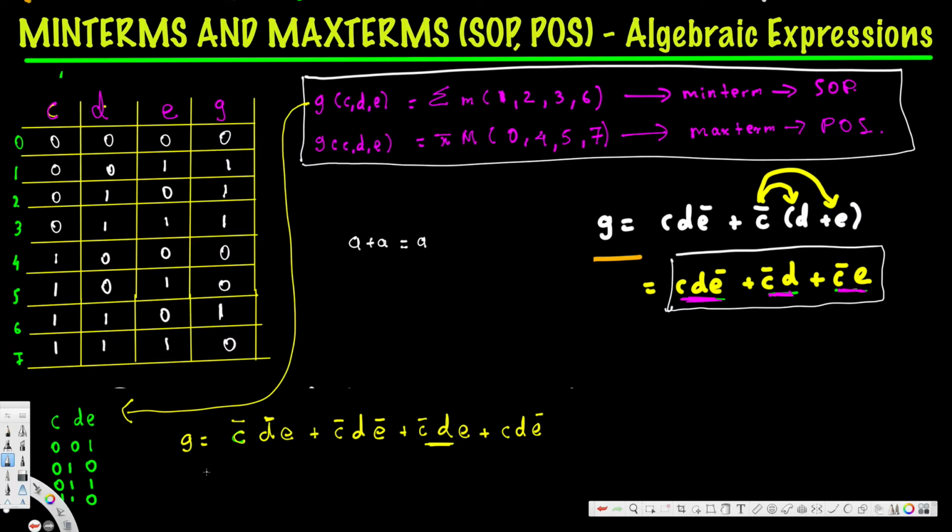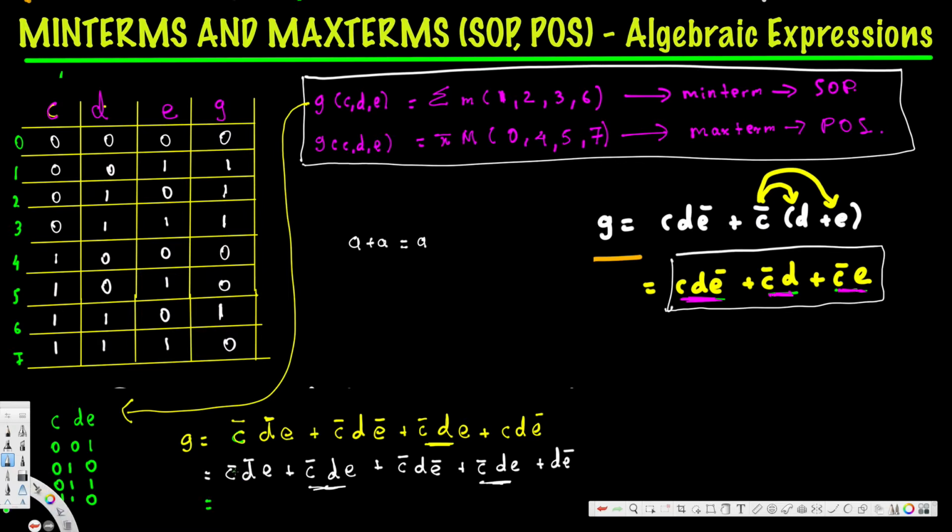Let's see how it's going to help us. First I'm going to write C bar D bar E, then C bar D E, bringing one of these here, and then C bar D E bar plus C bar D E plus C D E bar. So I just wrote this one twice. Now you will see how it's going to help us simplify.